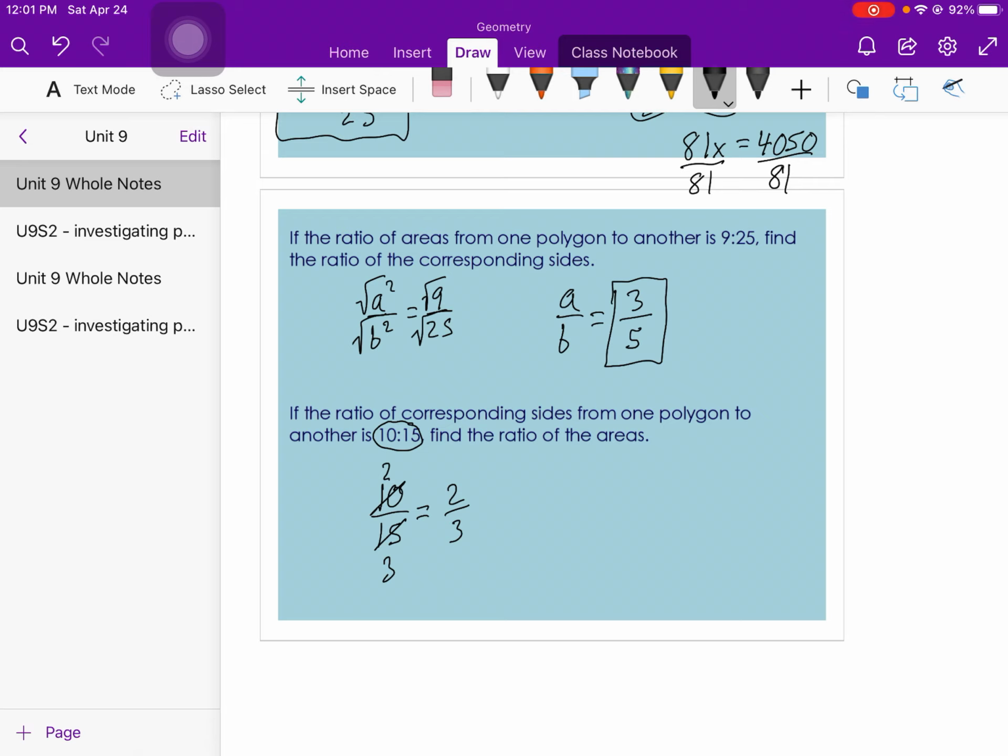So then we just want to square each of those. 2 squared over 3 squared is going to give us 4 over 9. And that would be the ratio of the areas.